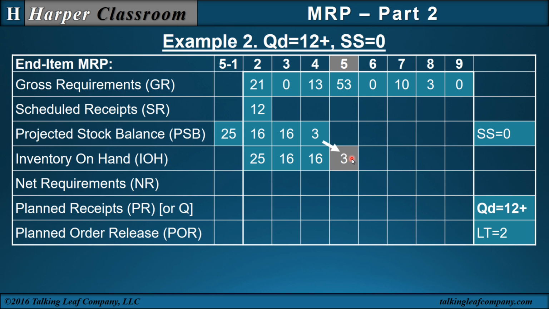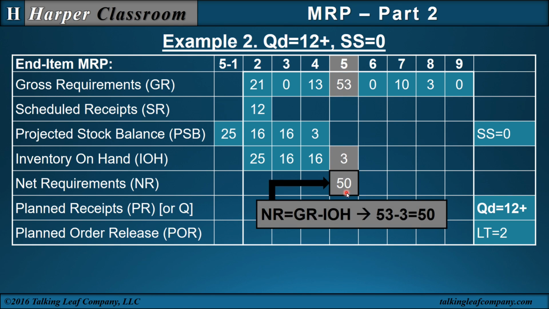Now this time I have an inventory on hand of 3. Gross requirement of 53, that will generate a net requirement. 53 minus 3 is 50. There's the equation, there's the calculations.